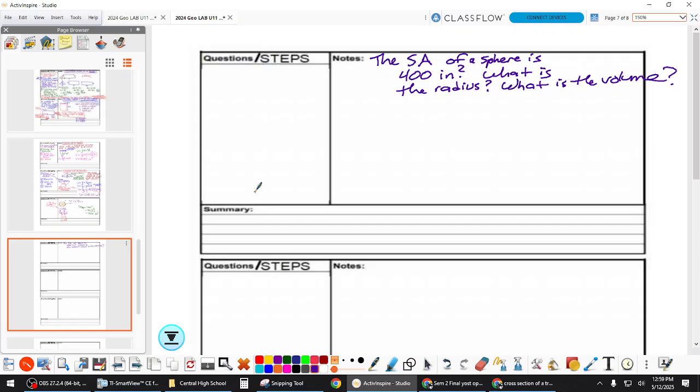Well, what's a good first step? What's always a good first step with this kind of work? Draw your shape. Sure. So we have a sphere. We don't know anything about it. Well, we don't know any dimension about it, so we can't put any numbers on there yet. We do know the surface area is 400. So what's a good next step?